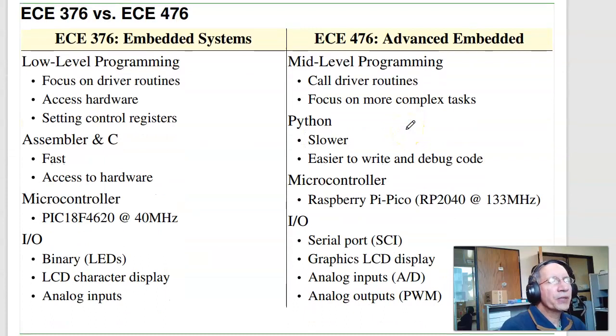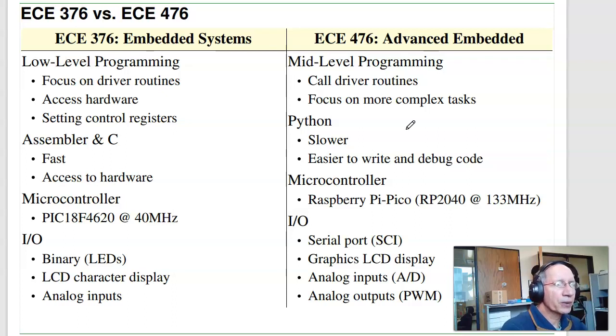And again, I mentioned that 376 is a prerequisite for this course. Not really necessary though. 376 embedded systems, that's an NDSU course we teach, focuses on low-level programming. So in 376, we focus on writing driver routines that access the hardware, setting and controlling registers to set the frequency, duty cycle, stuff like that. The language we use is C and assembly because it's fast and gives us complete access to the hardware.